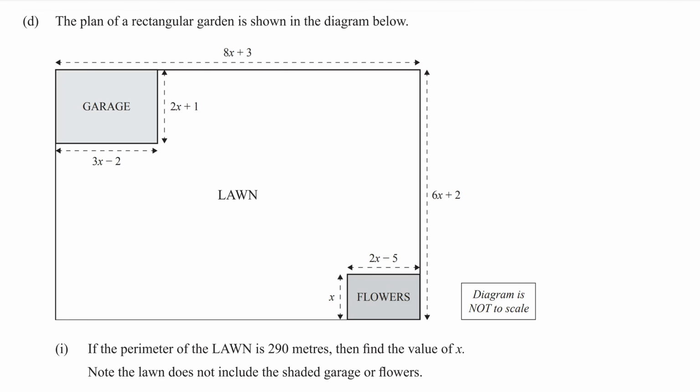What we have got here is a rectangular garden as shown, blah blah blah. If the perimeter of the lawn is 290 meters, then find the value of x. Okay, so again, I'm going to show you guys a couple of ways of looking at this. All right.